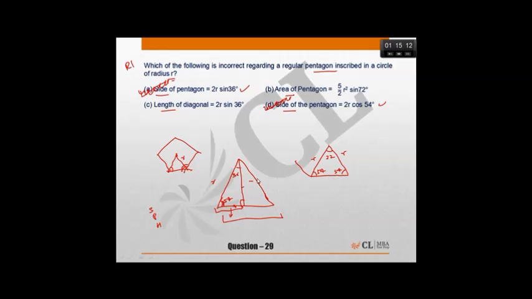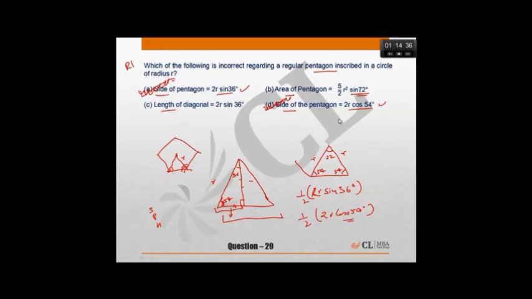Area of pentagon. Area of pentagon is half into base into side. This is talking about sine 72. Sine 72 means he's taken this one. So half base into height. The side will be either R sine 36 or R cos 54. So half into base, 2R sine 36. Half into 2R sine 36 degrees, or half into 2R cos 54 degrees.